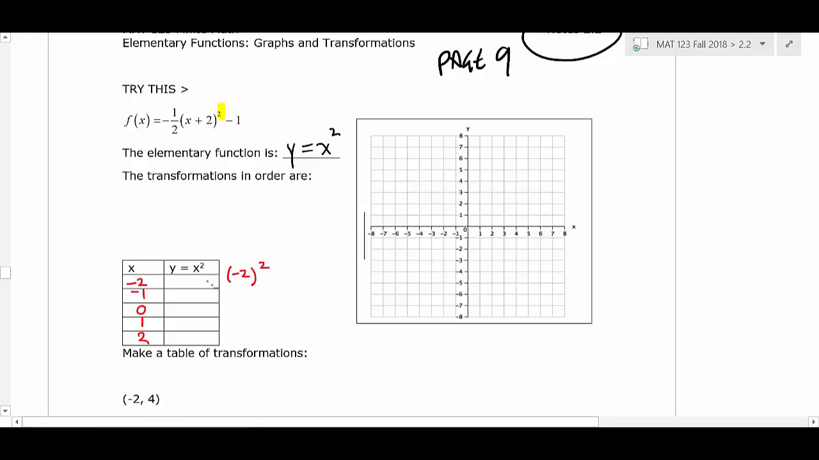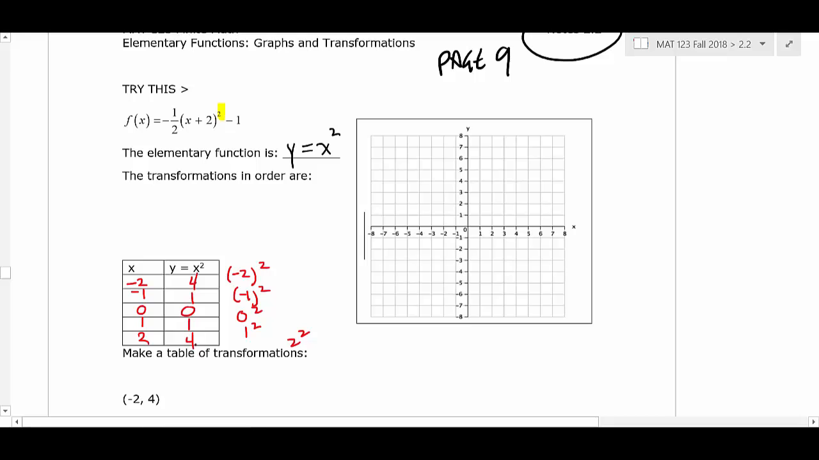So if you do negative 2 squared, that's 4. If you do negative 1 squared, that's 1, and so forth. 0 squared is 0. 1 to the second's 1. 2 to the second's 4. All that stuff there can be just processed in your head.